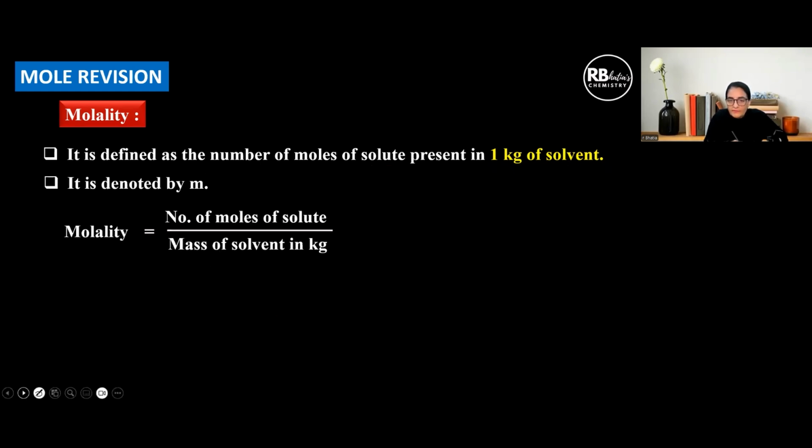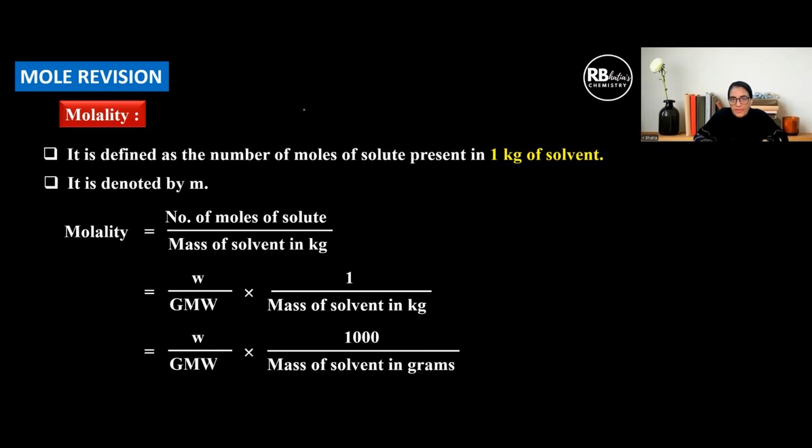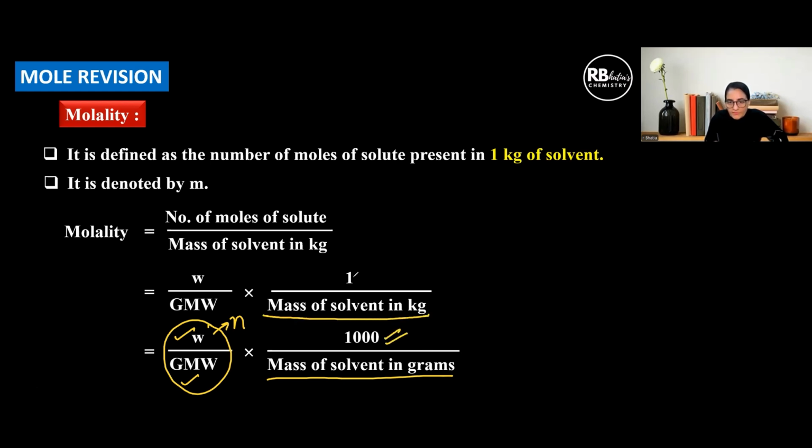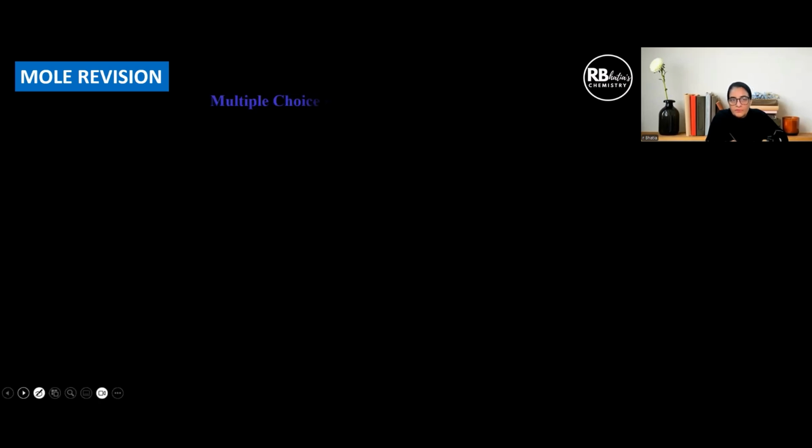and by formula it is the number of moles of solute upon mass of solvent in kg. So how does the formula go? Weight upon gram molecular weight gives us the number of moles of solute. This is the mass of solvent in gram, and we multiply it with 1000. In case we are substituting mass of solvent in kg, then there's no 1000 in the numerator. This is molality. The most important thing to keep in mind is the denominator is mass of solvent and not solution.